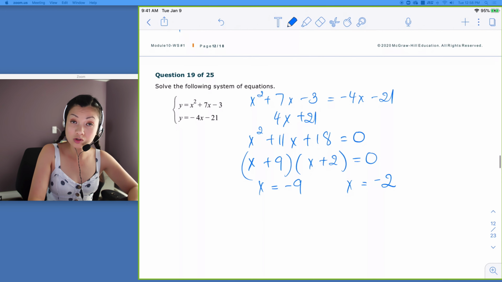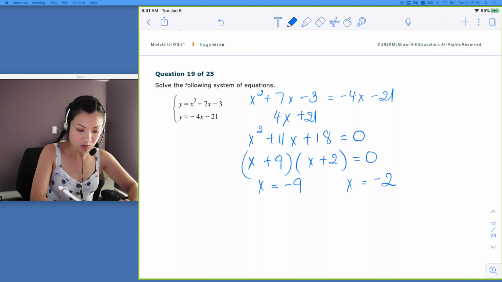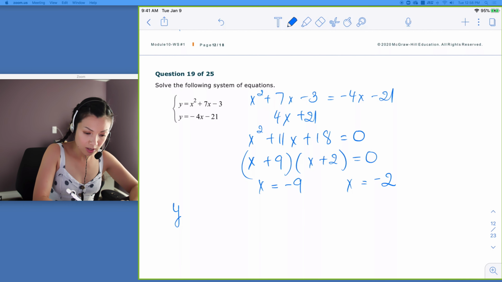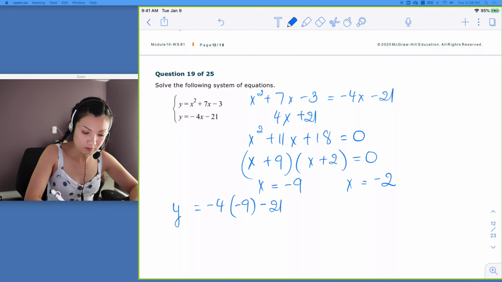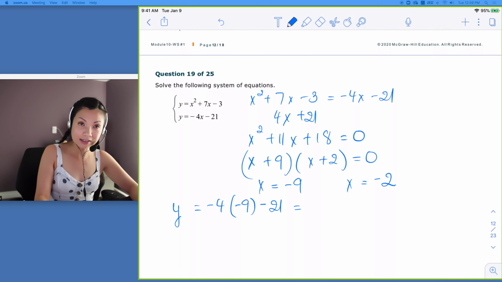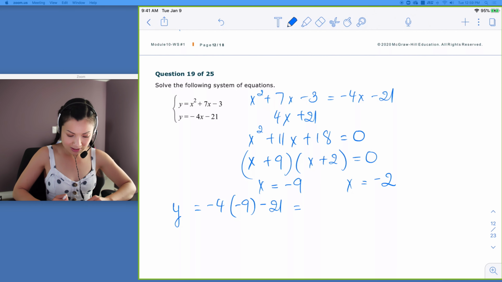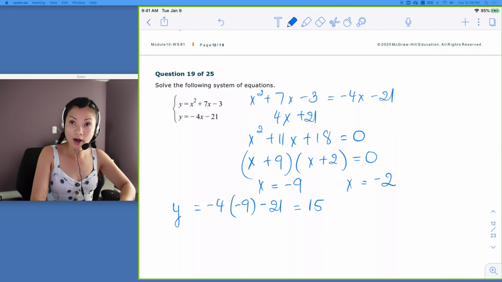We're going to go back and solve for y. So you see that we have two x's, so we're going to have a y for x equals negative 9. We have negative 4 times negative 9 minus 21. I pretty much pick the easy one to solve, so the easy one would be the linear. You can go back and use the quadratic to solve it, but why, right? Because solving linear is easier. So I have 15 for the first y.